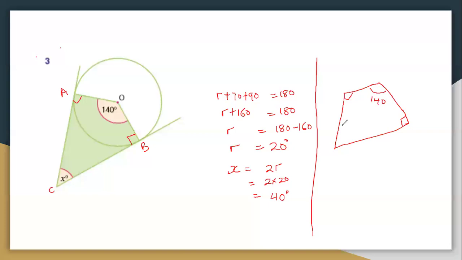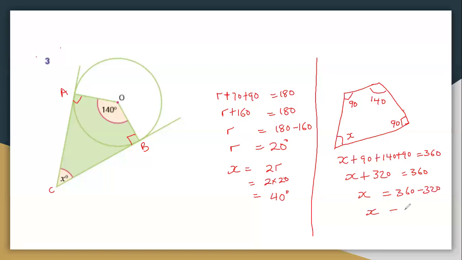Since this is a four-sided figure, the second approach you can use: you know that this is 90 and this is 90. So to come up with your answer for X, you can say X plus 90 plus 140 plus 90 is equal to 360 degrees. Therefore X plus 320 is equal to 360 degrees, so X is 360 minus 320, and X is equal to 40 degrees. So this is the second approach I was waiting for.